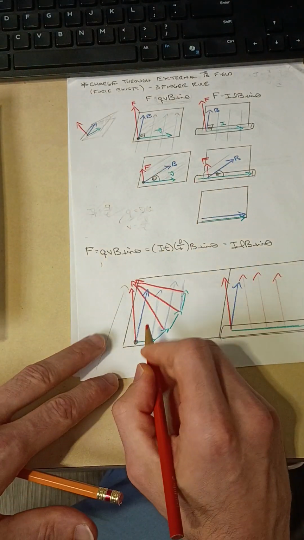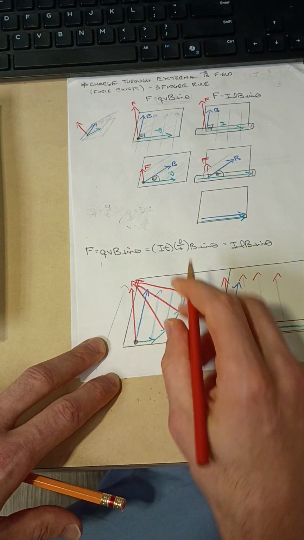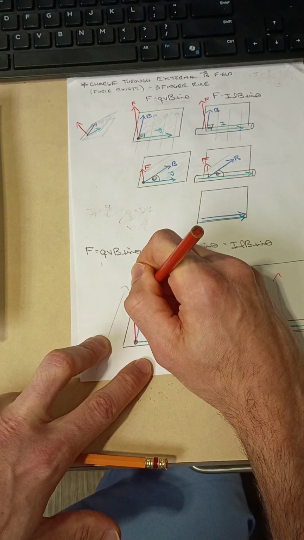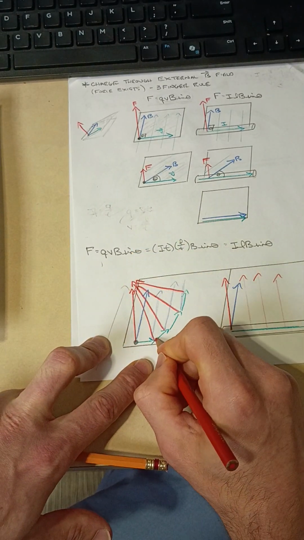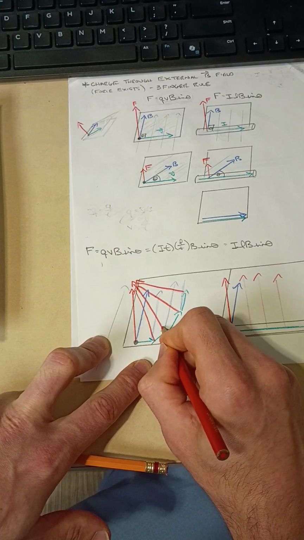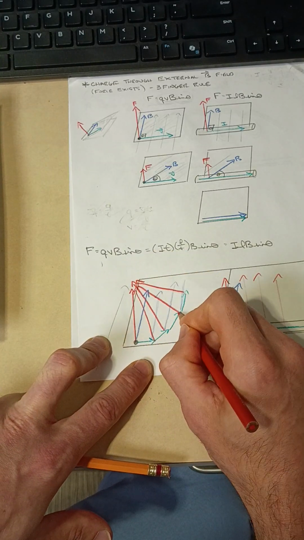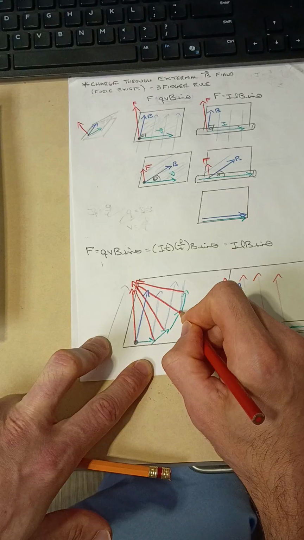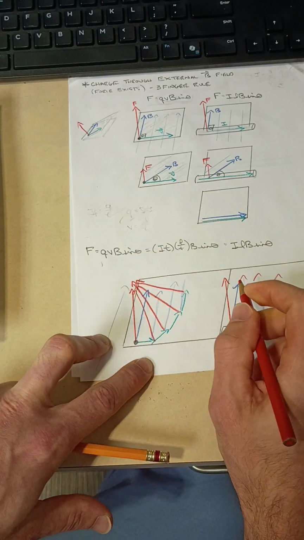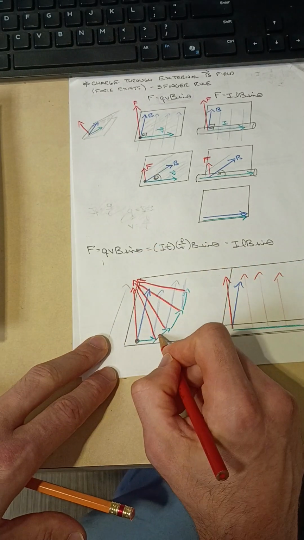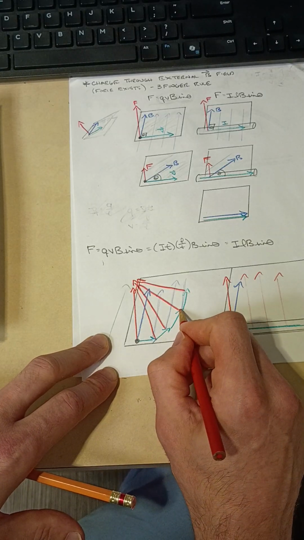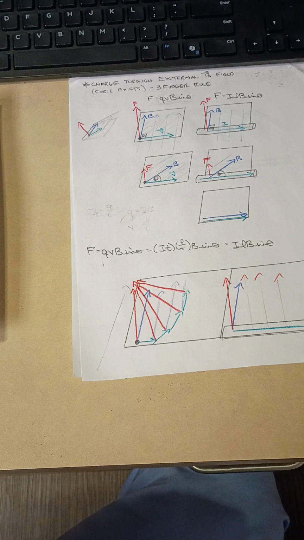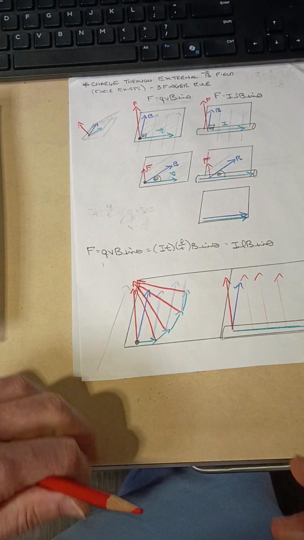So as the particle moves from here to here, there's going to be a new force pushing it up this way. And then when it gets to here, it'll be pushing it up that way. And when it gets to here, it'll be pushing up that way. And when it gets to here, it'll be pushing up that way. So the force is always going to be 90 degrees to that sheet of paper, essentially.